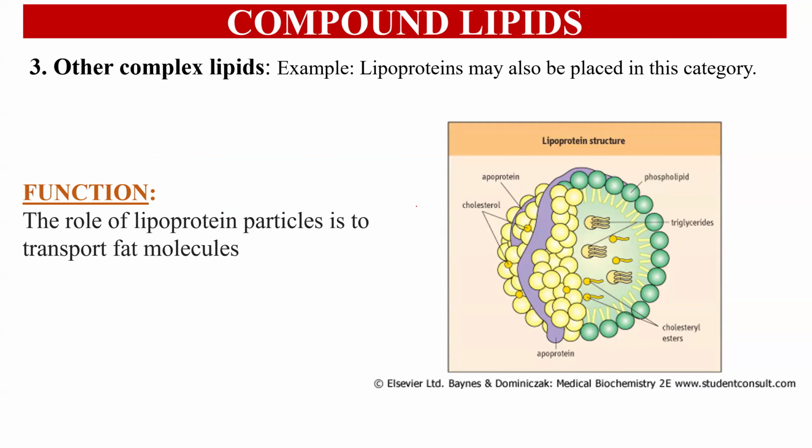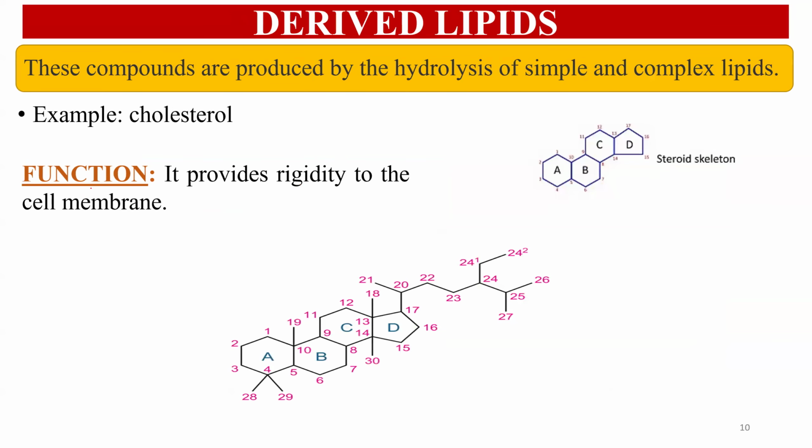Some other examples of compound lipids include lipoproteins. Now, lipoproteins are the important types of lipids in the body that are responsible for transporting the fat molecules from one place to another. The third category of lipids is the derived lipids. And these are the compounds that are produced by the hydrolysis of the simple and the complex lipids. And the most important example under this category is cholesterol.